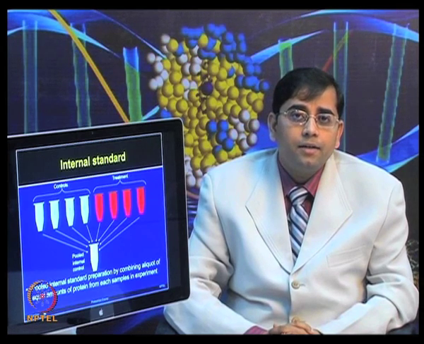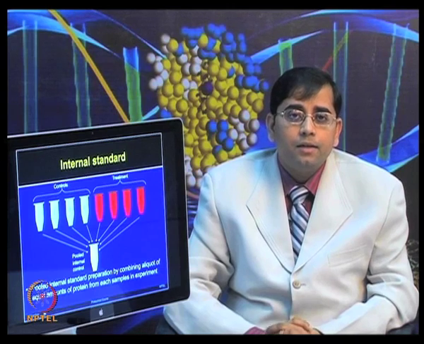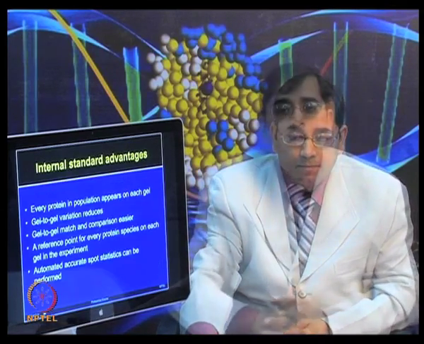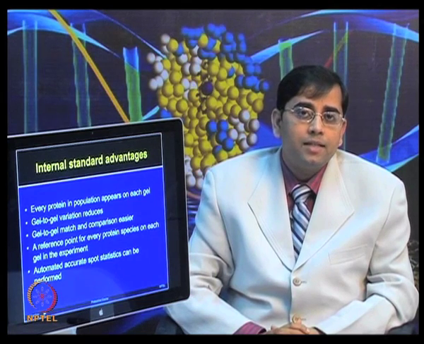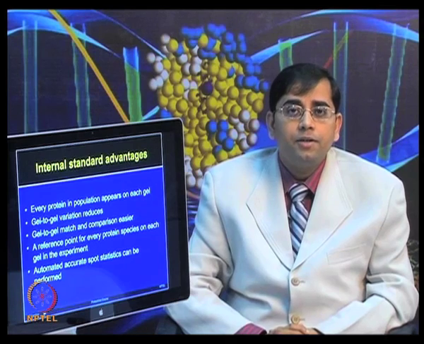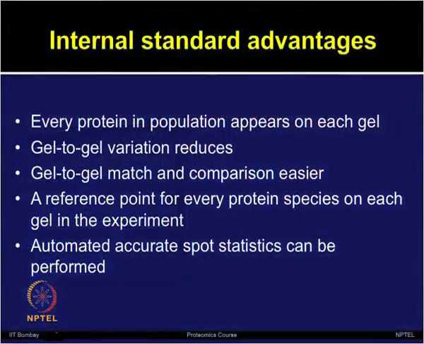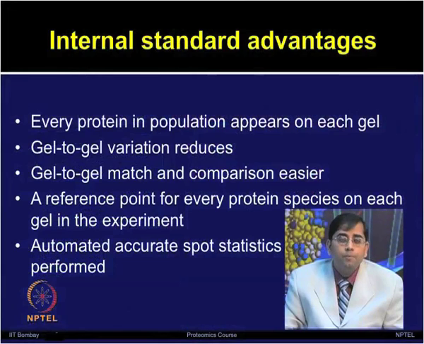Now, the Cy2 dye you are going to label with this pooled sample, so that it can be used as an internal standard. This internal standard has many advantages, and this is actually one of the major successes of how 2D limitations have been overcome. Since every protein is present in the internal pool population, it is going to appear on your gel. So, there is a reference point for each gel already present, whether it is from any patient or any controls. So, the gel to gel variation will be reduced.